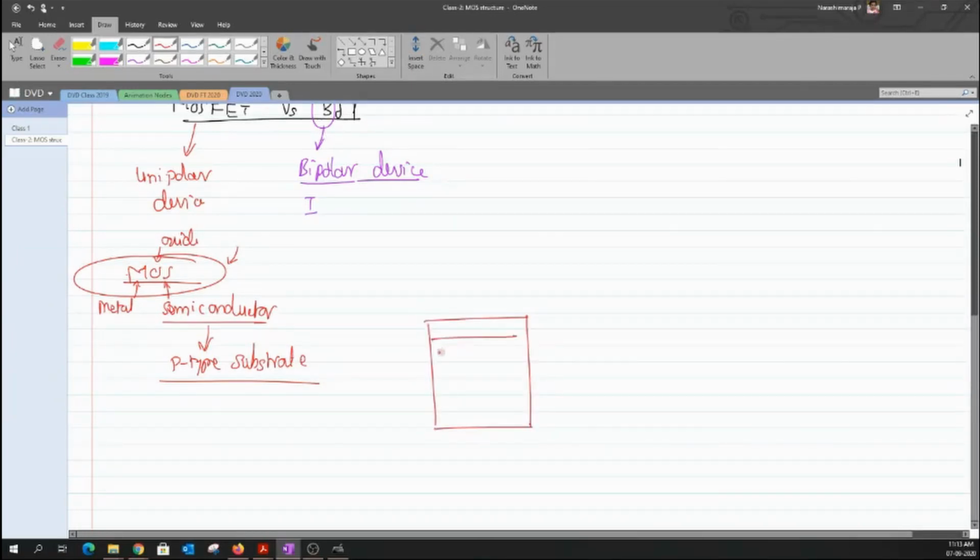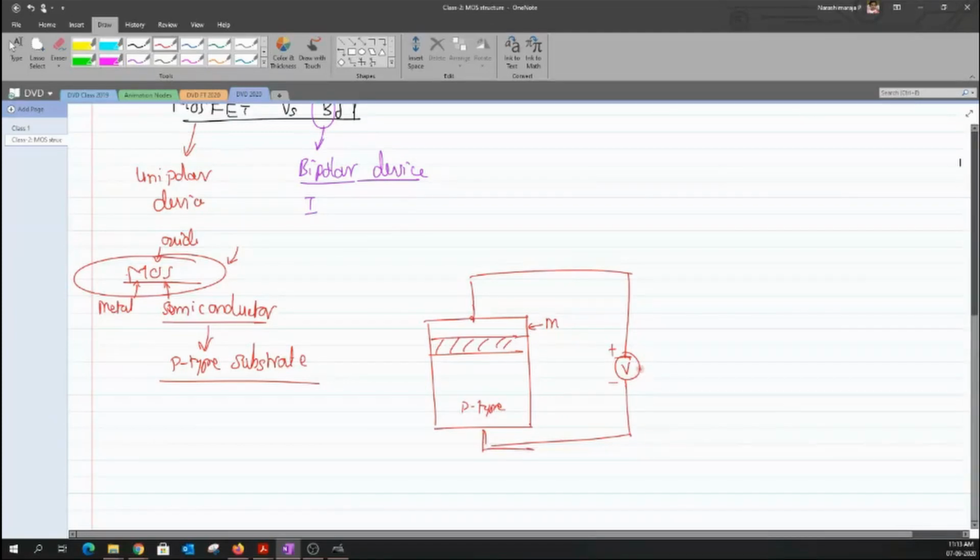And we have this oxide, and then this would be your metal, and this is your p-type semiconductor. Now, let us try to fix some sort of potential difference between the metal and the semiconductor. Let us vary this potential, or let me rather write it as V, from a negative value to a positive value. So it is something like this.